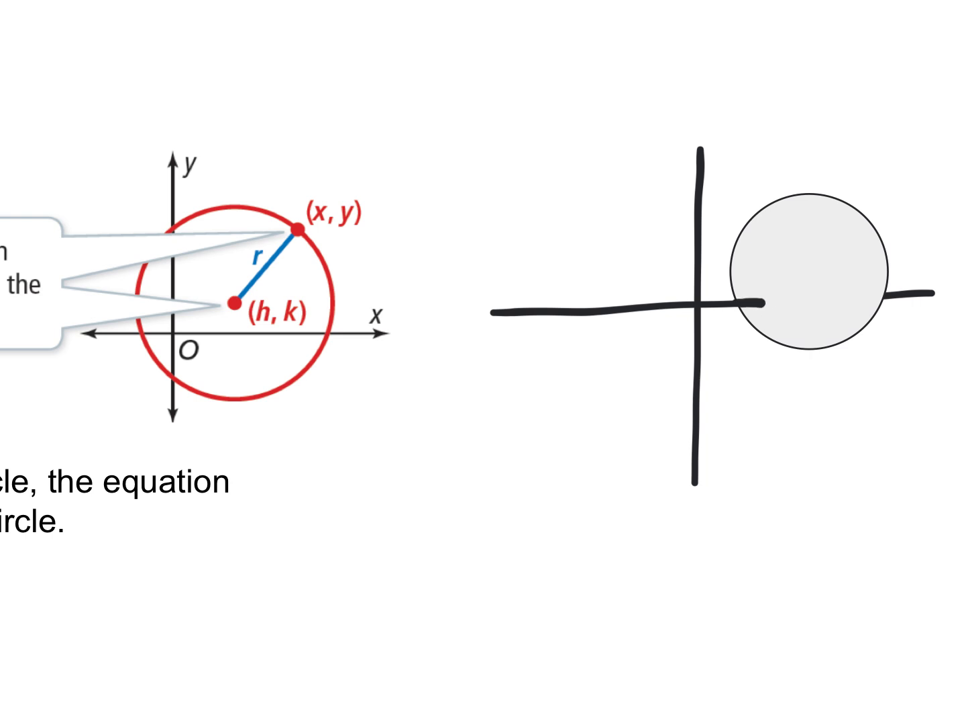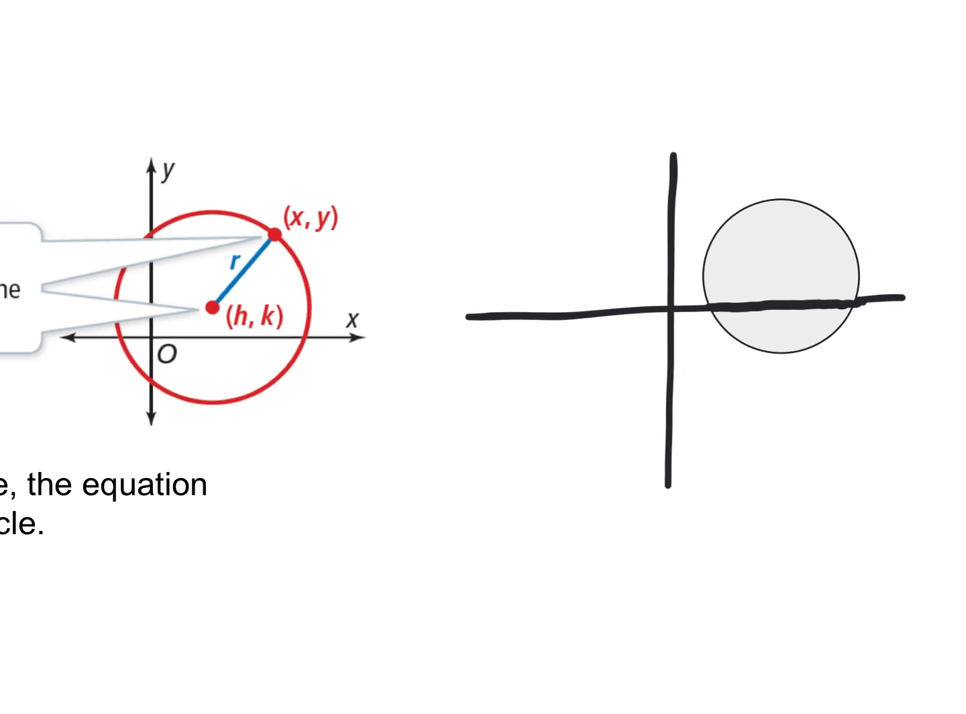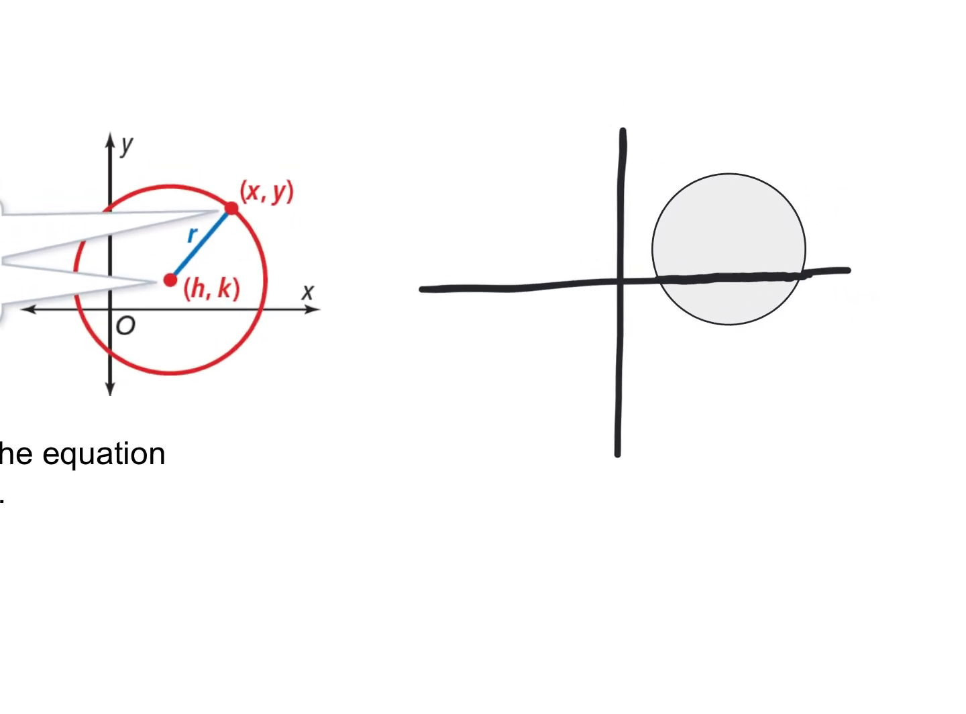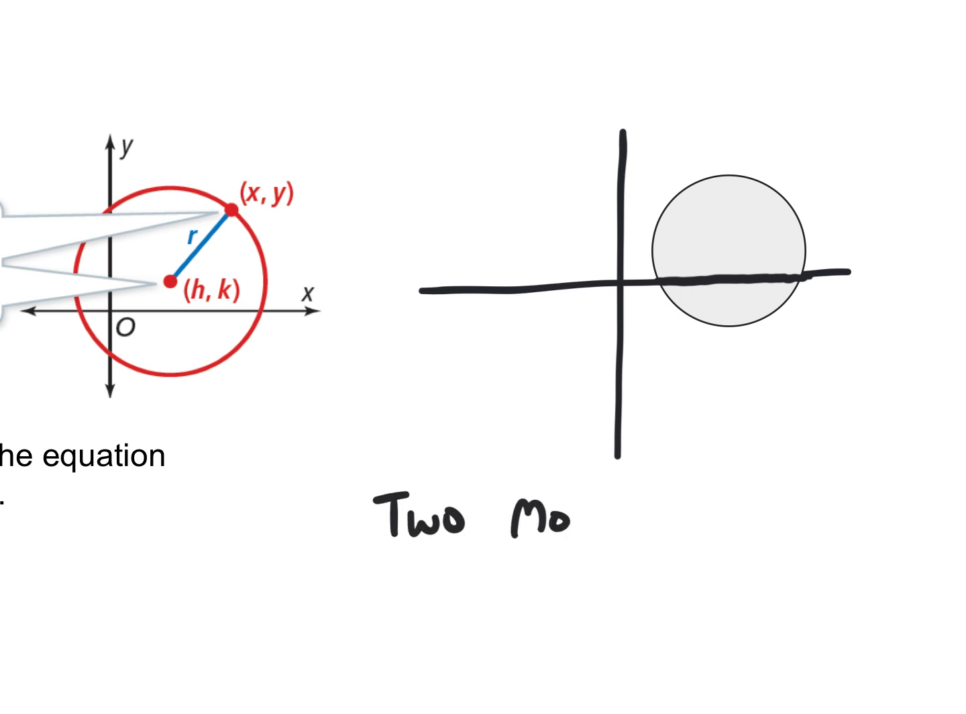So, we are going to talk about equations of a circle today. I want to talk about the 2 most important things for an equation. Write down everything I'm writing down.